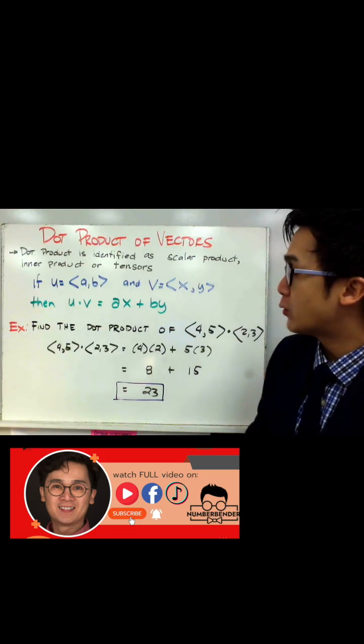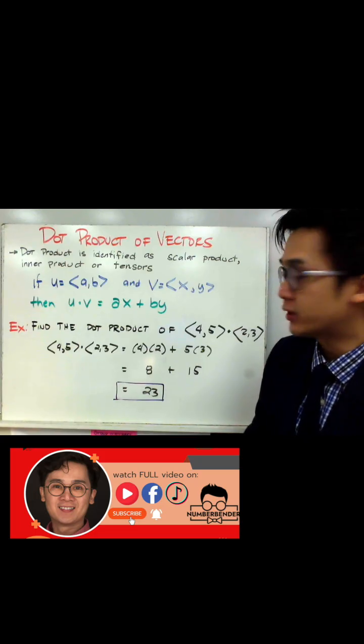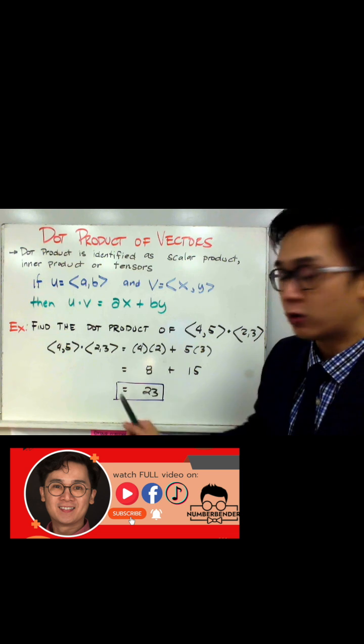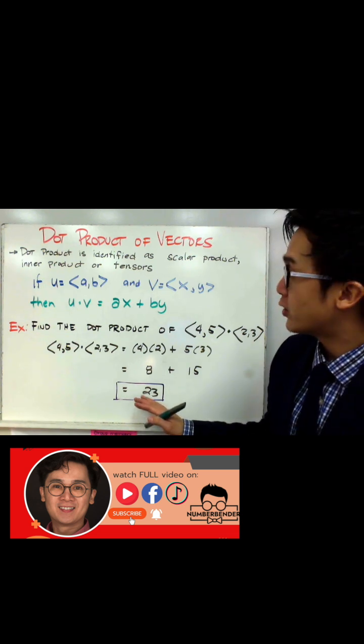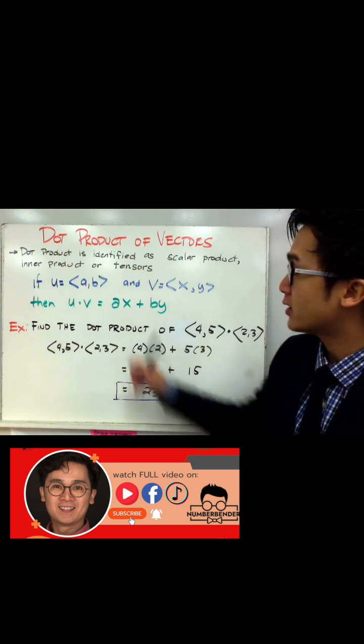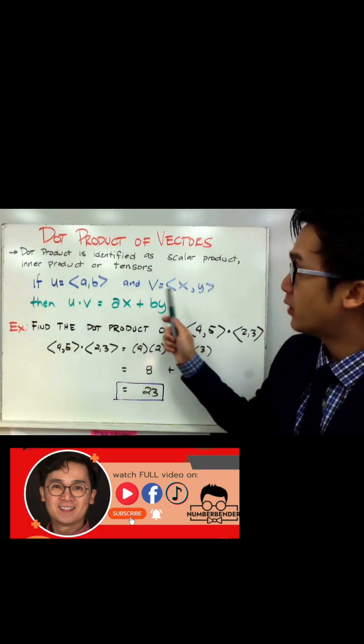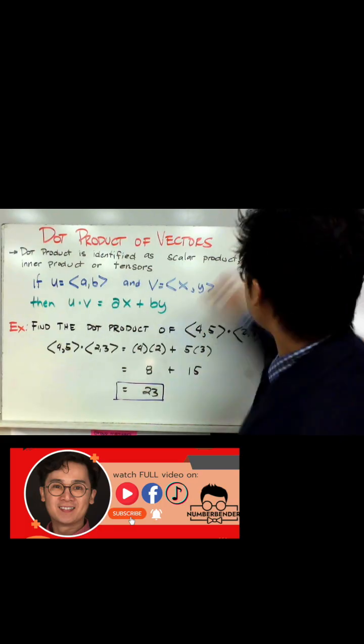So notice that when you perform the dot product of two vectors, your answer will be a scalar or a regular number. So that's how you produce the product of two vectors by performing the dot product.